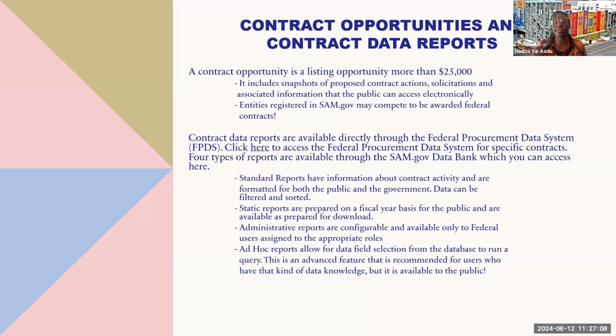The first, and one that we are going to take a look at shortly, is called the standard report. The standard report has information about contract activity, and these types of reports are formatted for both the public and the government. So any layperson can access this and expect to be able to understand the information at their own pace. This type of data can be filtered and sorted.